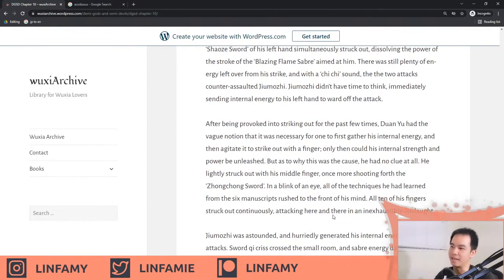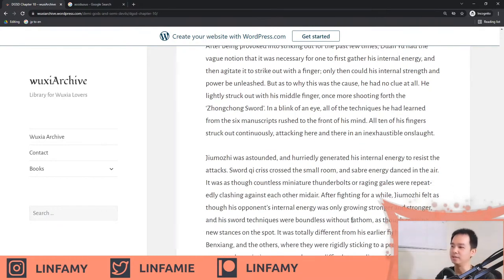After being provoked into striking out for the past few times, Duan Yu had the vague notion that it was necessary for one to first gather his internal energy and then agitate it to strike out with the finger. Only then could his internal strength and power be unleashed. But as to why this was the cause, he had no clue at all. He lightly struck out with his middle finger, once more shooting forth the Zhong Chong sword. In the blink of an eye, all of the techniques he had learned from the 6 manuscripts rushed to the front of his mind. All 10 of his fingers struck out continuously, attacking here and there in an inexhaustible onslaught.